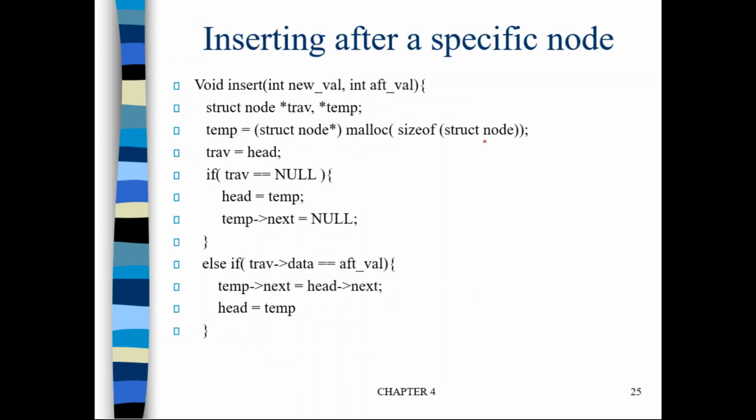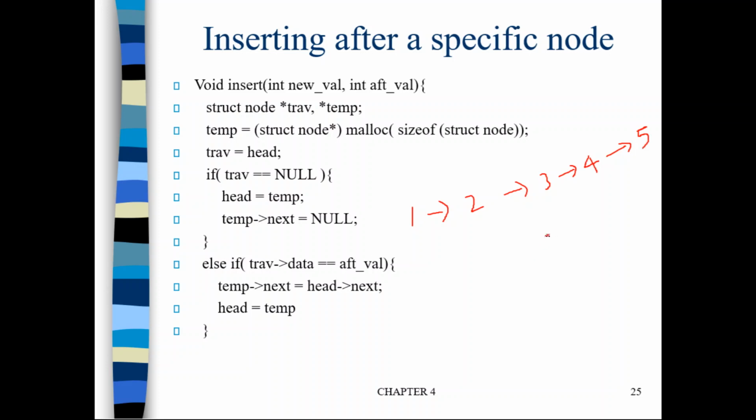Next, let us try to understand how to insert a new node after a specific node in the linked list. So here we need 2 things. Say already our linked list contains like this. First node is pointing to second, second is pointing to third, third is pointing to fourth, fourth is pointing to fifth.